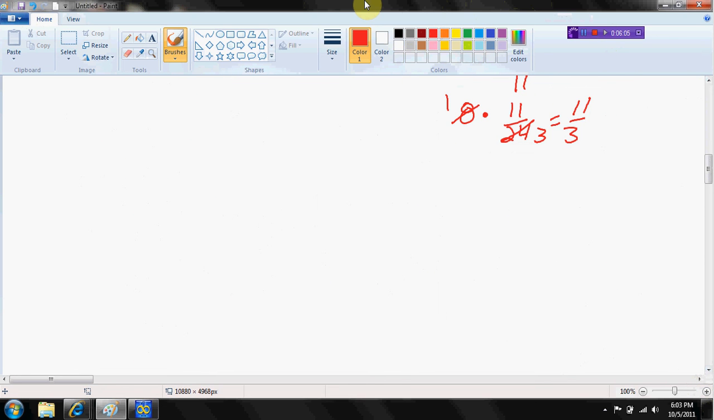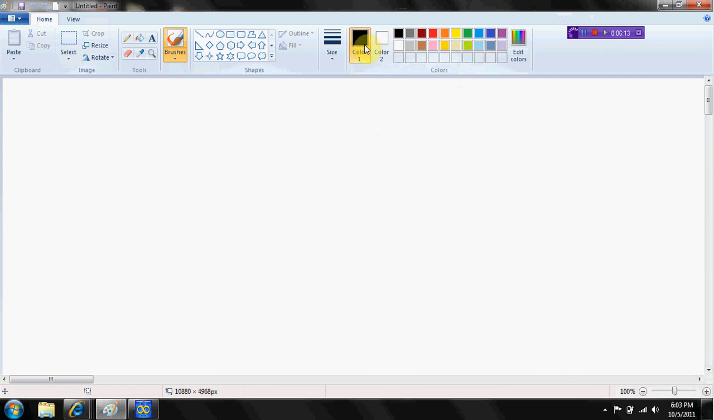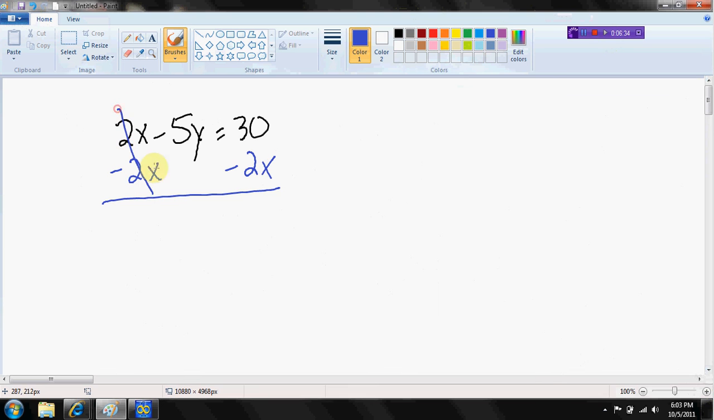Let's look at another problem here. Let's see if I can get a new screen. That'll work. Alright. Last problem, we're going to say that we have 2x minus 5y is equal to 30. We want to get y by itself, so we'll subtract 2x. They cancel out. We have negative 5y is equal to the negative 2x I'm putting first plus 30. I want to divide by negative 5.